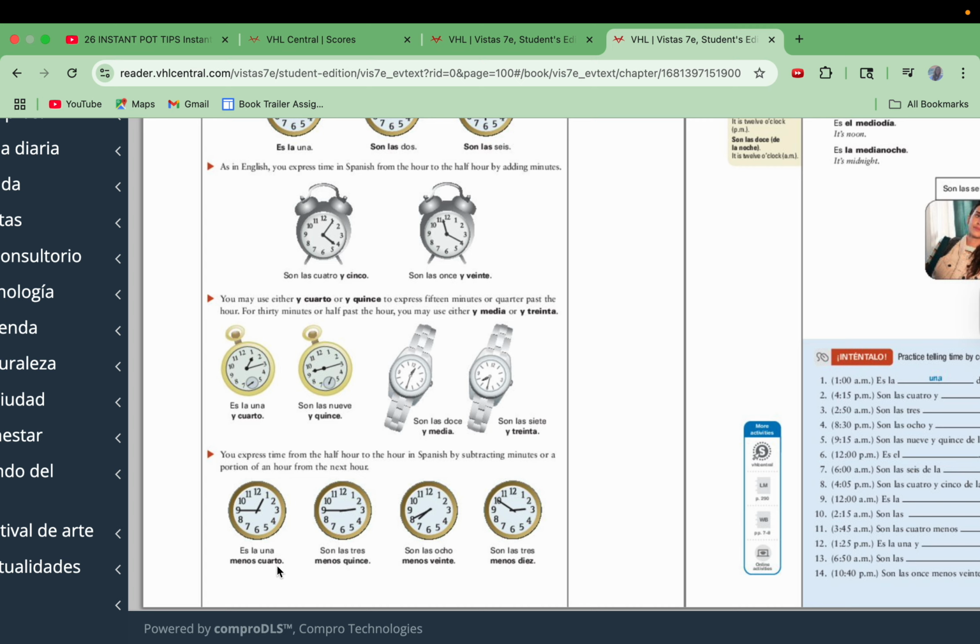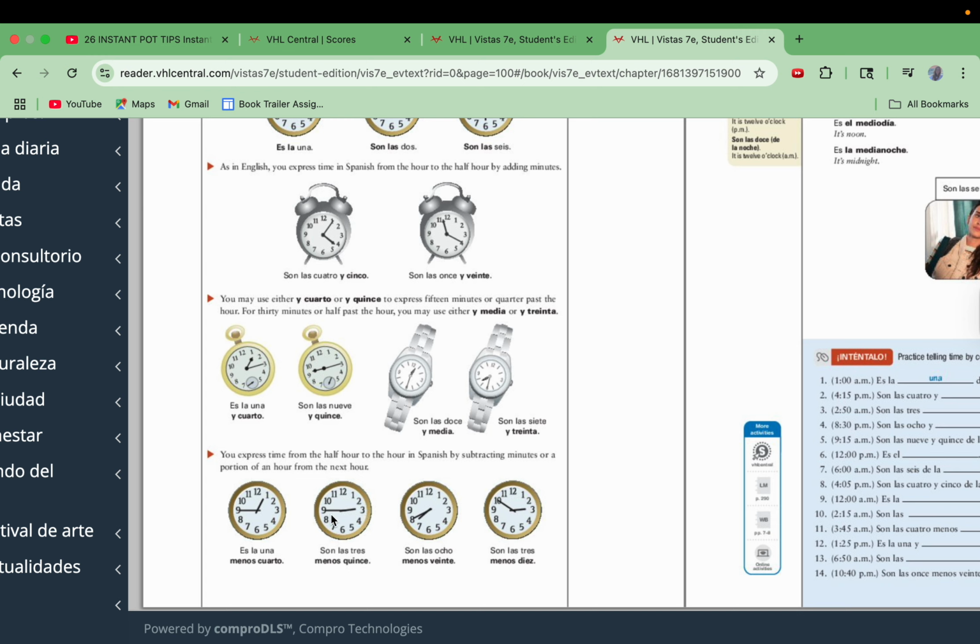I will say that you could, instead of saying cuarto, you could say menos 15. So instead of it's a quarter till, you could say it's 15 till. But either way, you have to round up to the next hour, 1 o'clock, and say it's 15 until the next hour. Es la 1 menos cuarto.